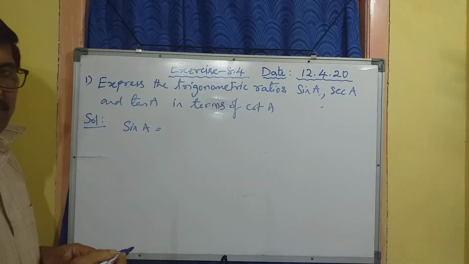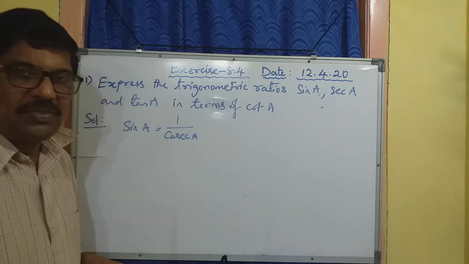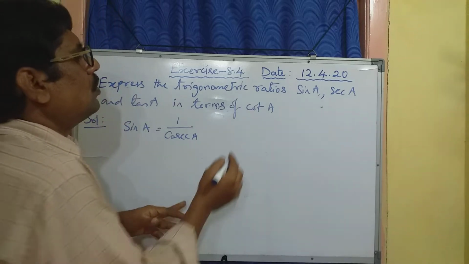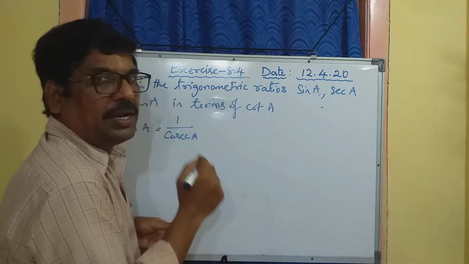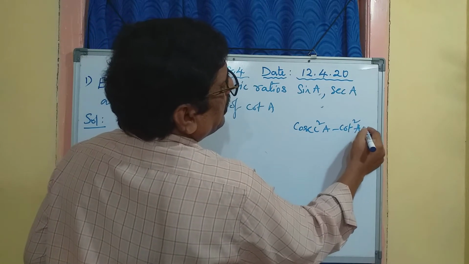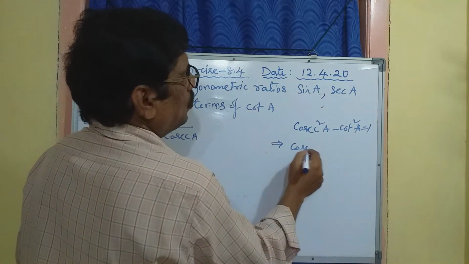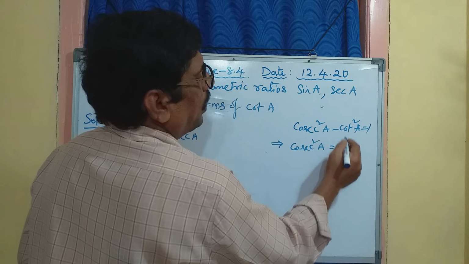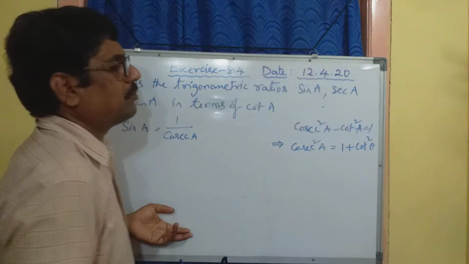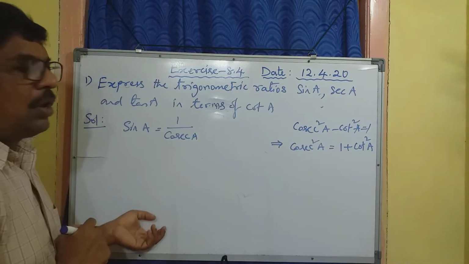Sin A can be written as 1 by cosecant A. Why? Because sine and cosecant are the reciprocals of each other. Now, we have an identity, the third identity which we have proved: cosecant square A minus cot square A is equal to 1. Now from this what can you write? Cosecant square A is equal to 1 plus cot square A, taking cot square A to the RHS. So cosecant square A can be written as 1 plus cot square A.